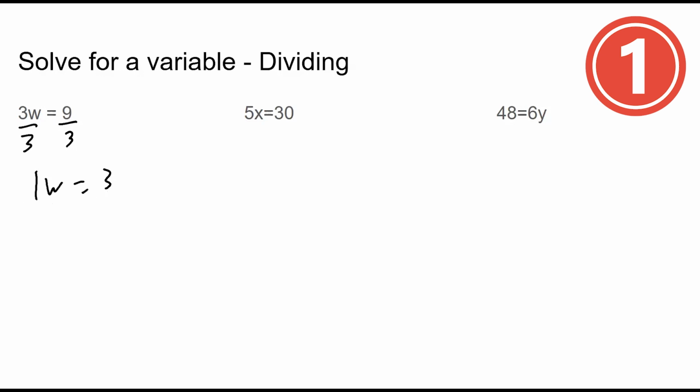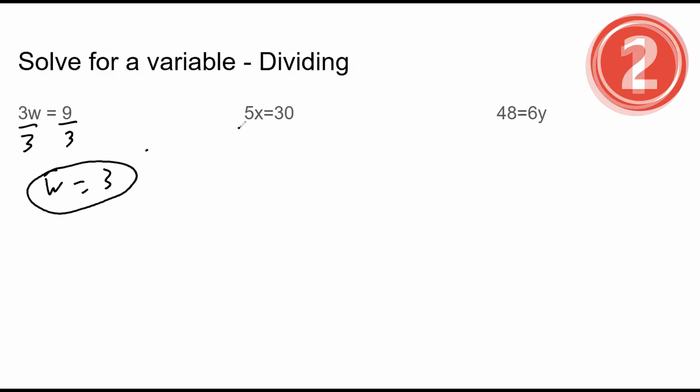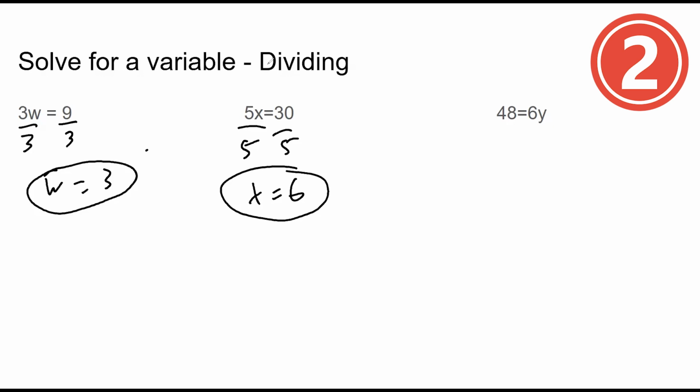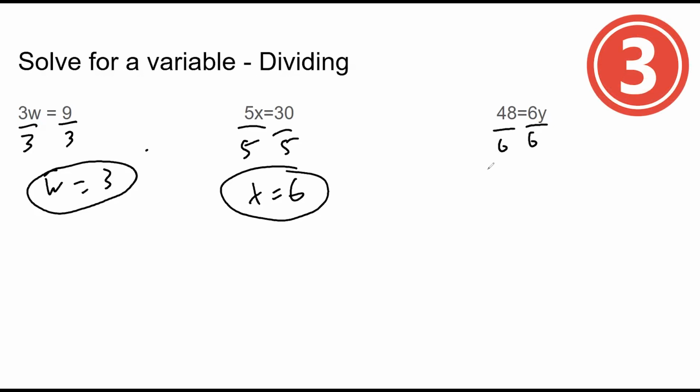Now, in the math world, we don't put 1w. We just put w. Could you put 1w? Yeah, but it's just not normal to be done in the math world. Here I divide by 5, so I get x equals 6. Notice it's not the opposite, it's the same number. All right, here I divide by 6, so I get 8 equals y. I'm a little OCD with my variables. I like to have them on the left, so I'll write this as y equals 8.